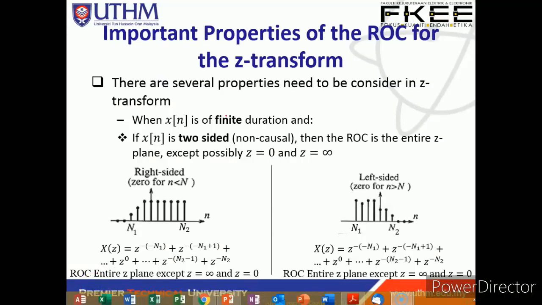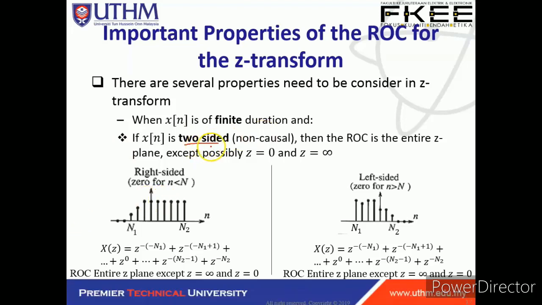Okay, so next we want to study the important properties of the ROC for the Z transform. Previously, we have seen the example of finding the ROC for both finite and infinite signals. And for both signals, actually, we will have three types, which are non-causal or two-sided signal, causal, which is where n is always in the positive range, and lastly the anti-causal, where the n is always a negative value.